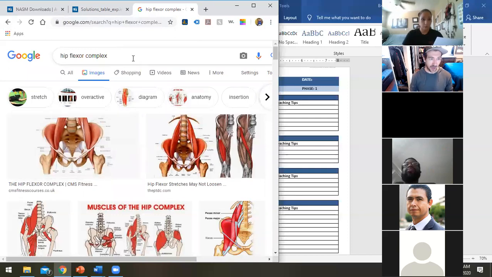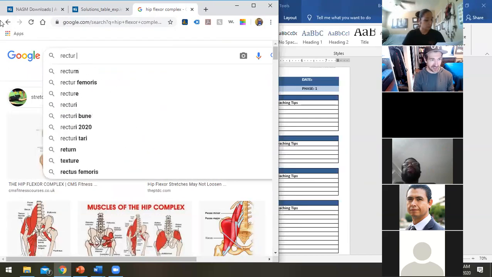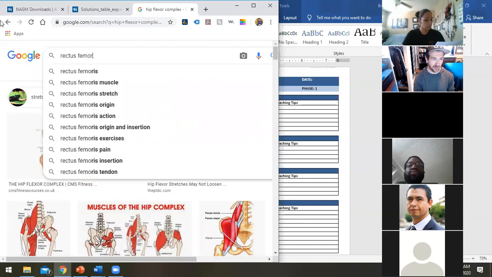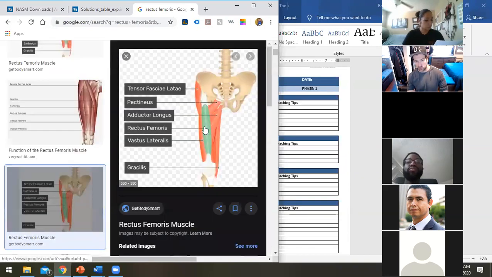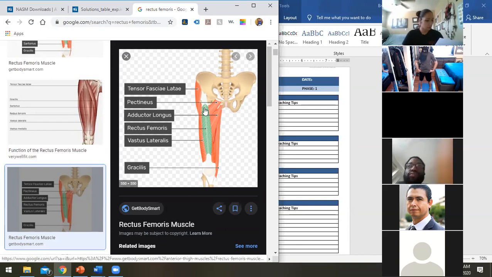So, rectus femoris is right on the front of the hips there, right? It's right on the front quadricep muscle there. So when you say SMR hip flexors, you are primarily talking about right there in the front, okay?